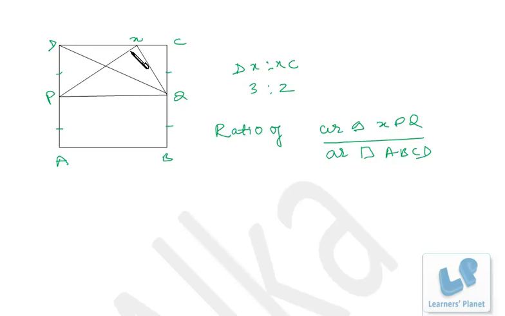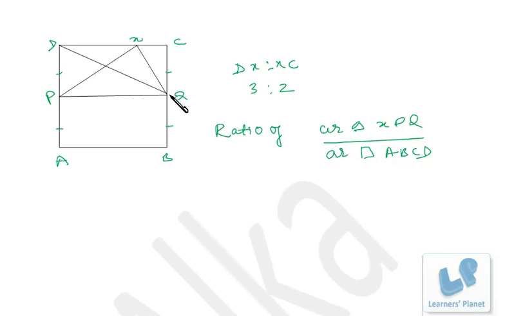Now the third triangle, that is PXQ. You can very well see that both triangles, PDQ and PXQ, have the same base, that is PQ, and their altitude is also the same. So obviously the area of PDQ will be equal to the area of PXQ. It doesn't matter whether the ratio DX to XC is 3 to 2, or 1 to 1, or any other data. The area will remain the same if they have the same base and same altitude.